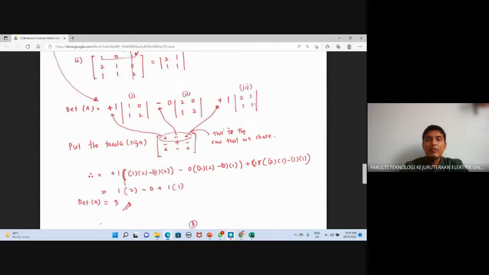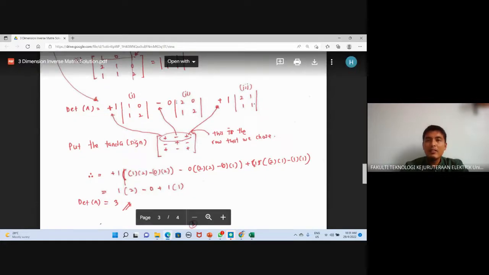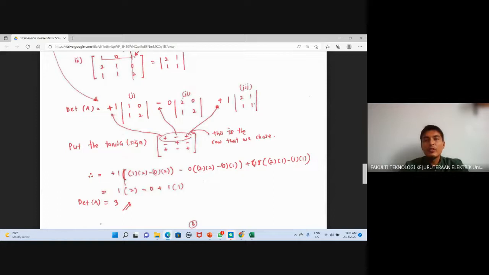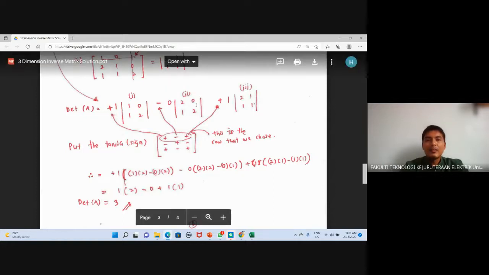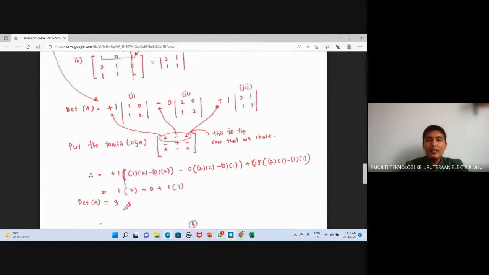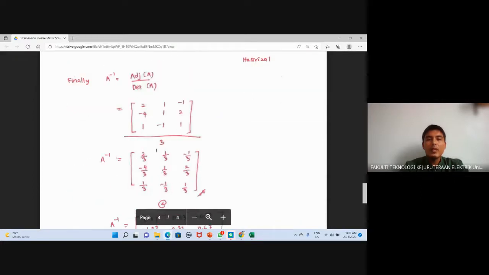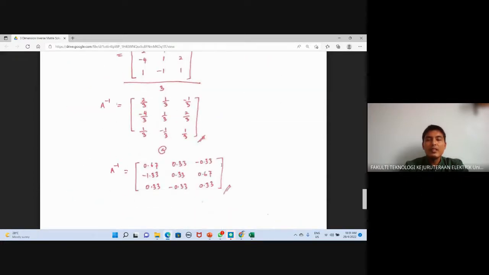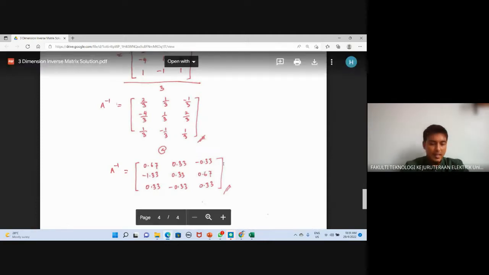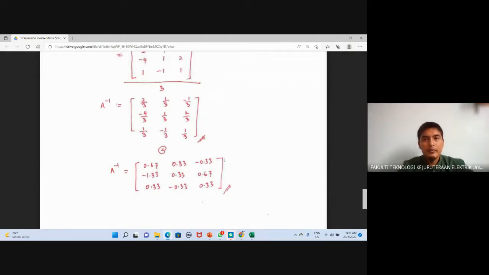Why I love to use 0? Because if you look at number 2 here, everything multiplied with 0 will become 0, so you don't need to calculate. So that's why finally you got the determinant is 3. And plug into the formula. So this is the inverse matrix of A, a 3 by 3 matrix.